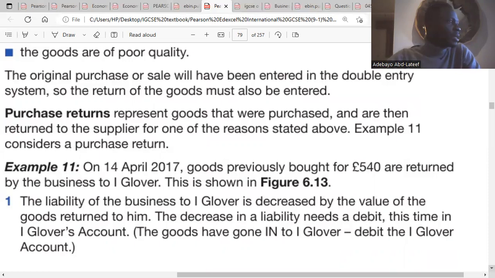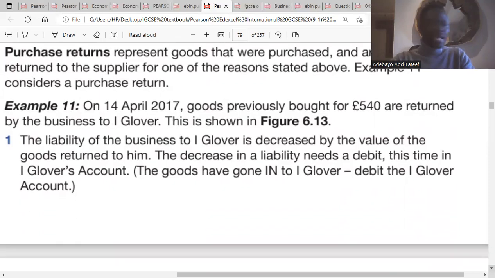The first thing is about our liability, because iGlover is our creditor. In as much as we are returning a certain value of goods, our liability for the value of those goods that we are returning will reduce. So our liability to the creditor would reduce. Then what happens to our asset of stocks? Our asset of stocks will also reduce because we are returning some of the goods back to the supplier.